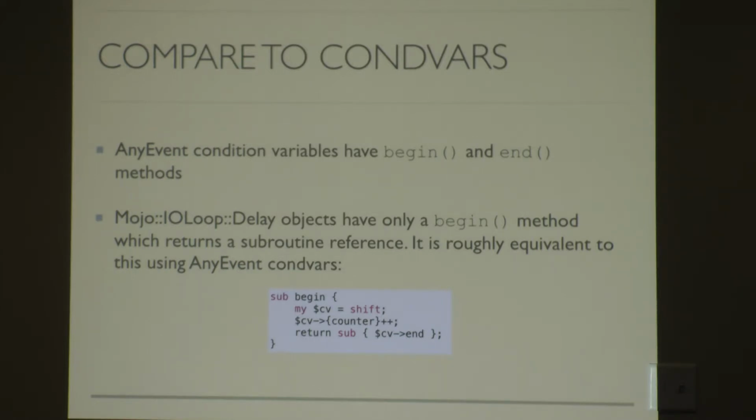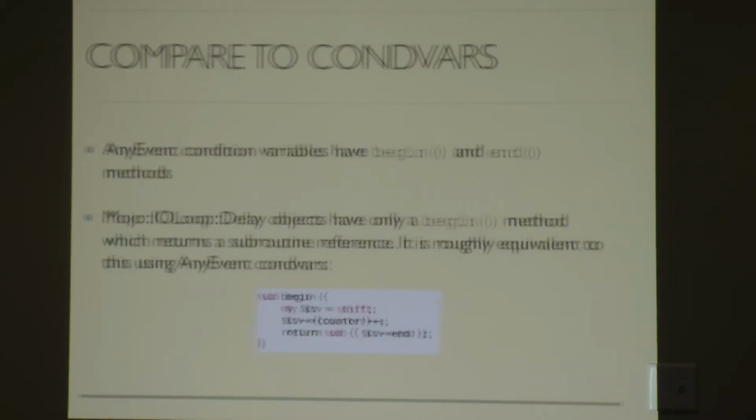So it might look something like this. If we were to implement it with AnyEvent condvars, we would have our condition variable, we would increment the counter, and then we would return a subroutine that, when called, would invoke the end, decrement the counter again. This isn't really how it's implemented, but if we're talking in AnyEvent terms, it works kind of like that.